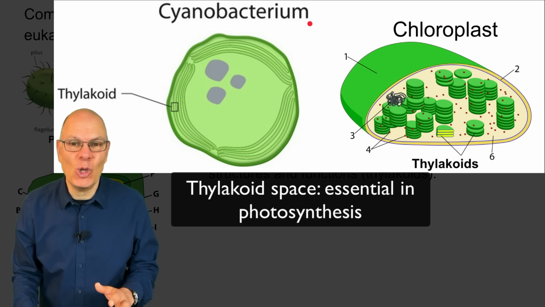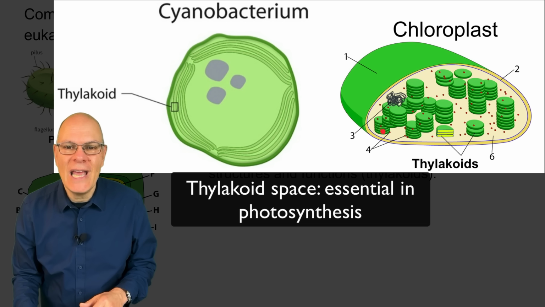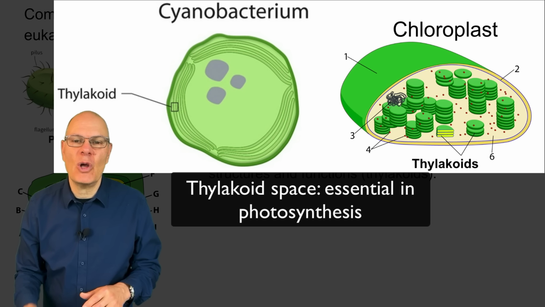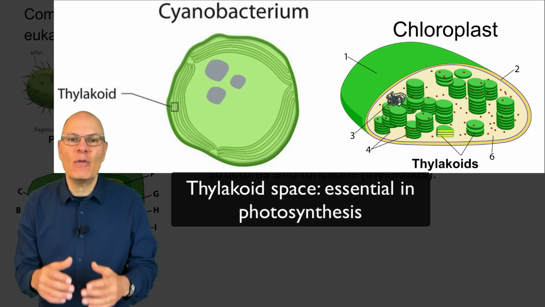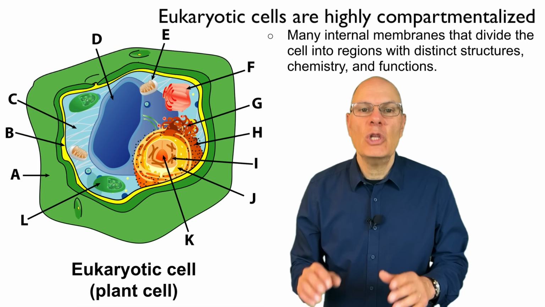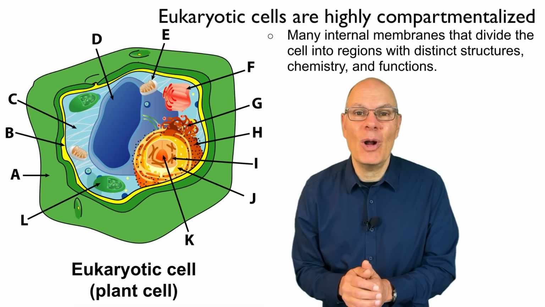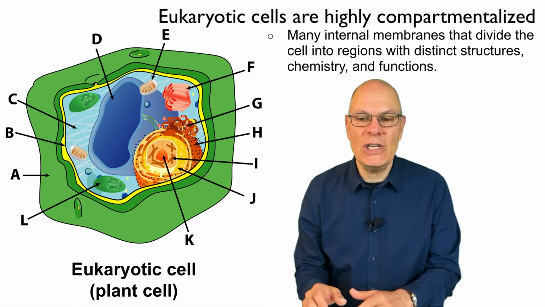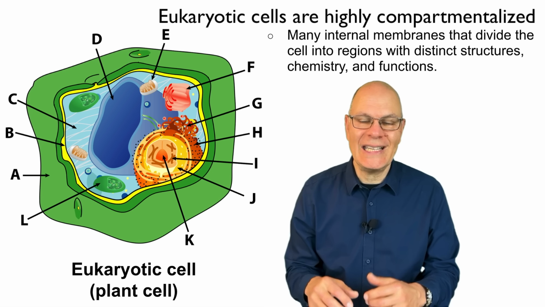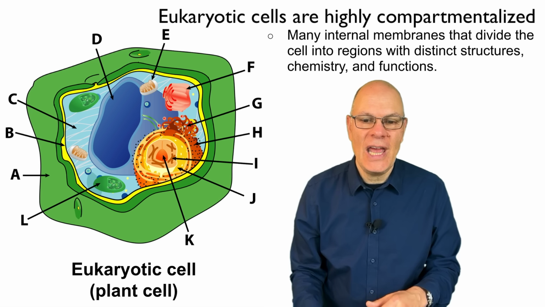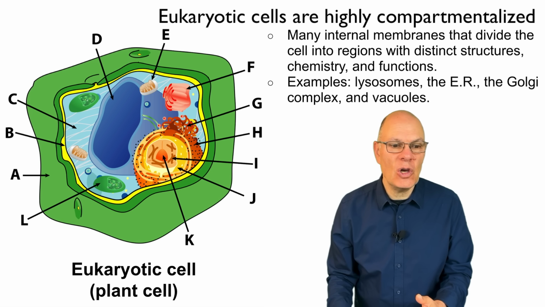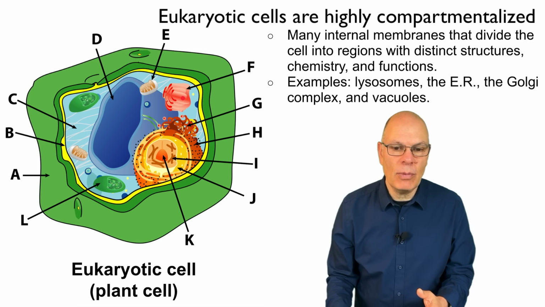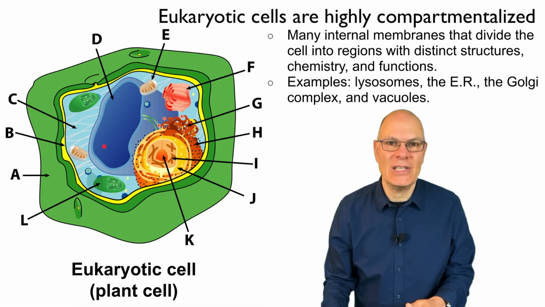Cyanobacterium evolved into chloroplasts. We'll talk about that in a moment. And they have these internal compartments called thylakoids that are essential for the function of photosynthesis. Eukaryotic cells are highly compartmentalized. There are many internal membranes that divide the cell into regions with distinct structures, distinct chemistry, and functions. Examples include lysosomes, the endoplasmic reticulum, the Golgi complex, and vacuoles like this large vacuole in a plant cell.